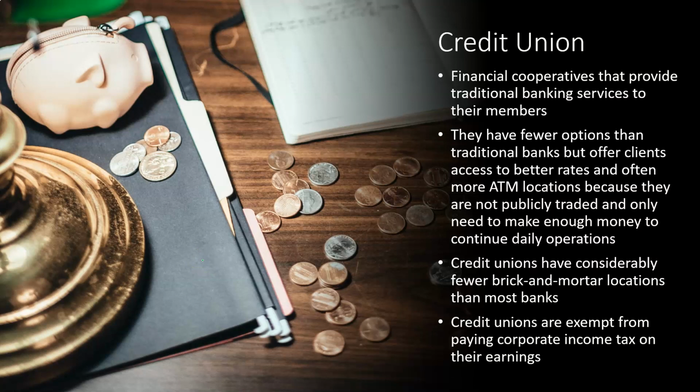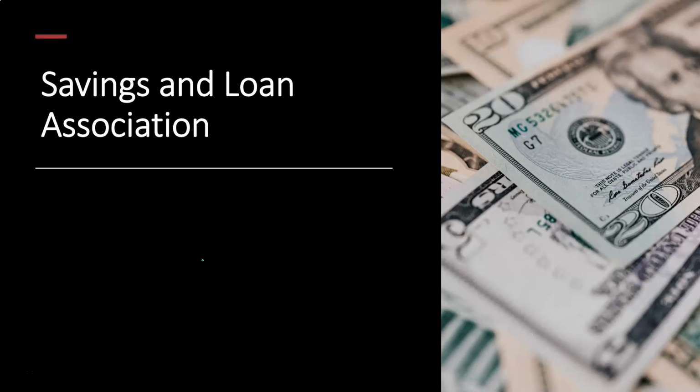Credit unions are exempt from paying corporate income tax on their earnings, so they have different tax systems than a large bank as well, which again could result in being able to run leaner. If they're able to run their operations lean, they can pass some of those benefits on to the members.